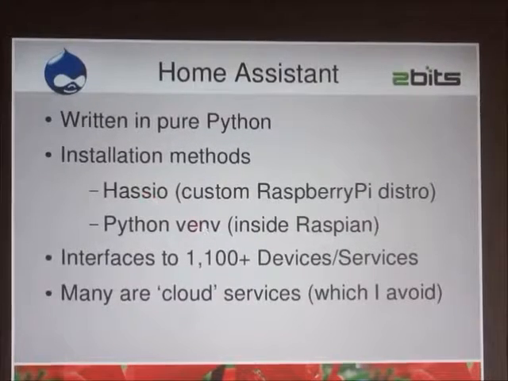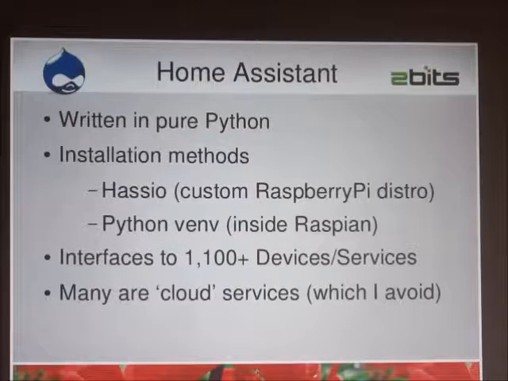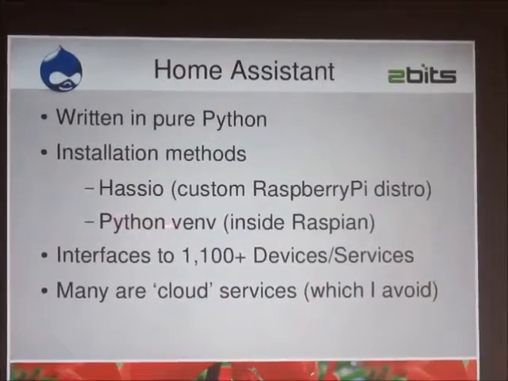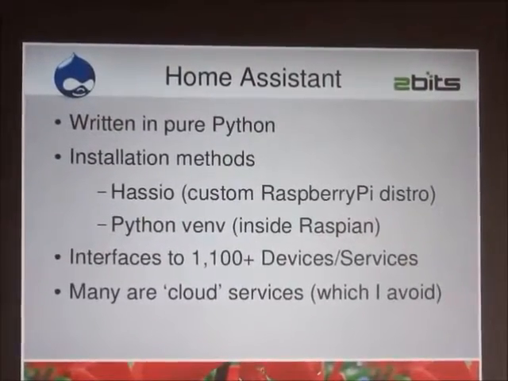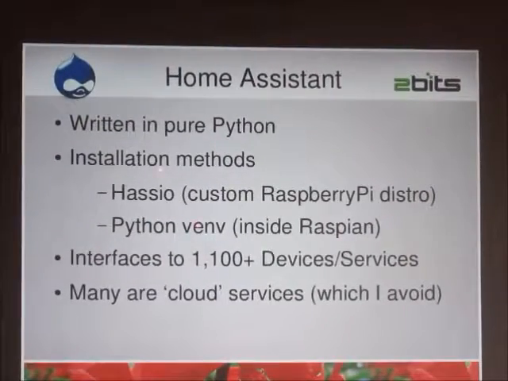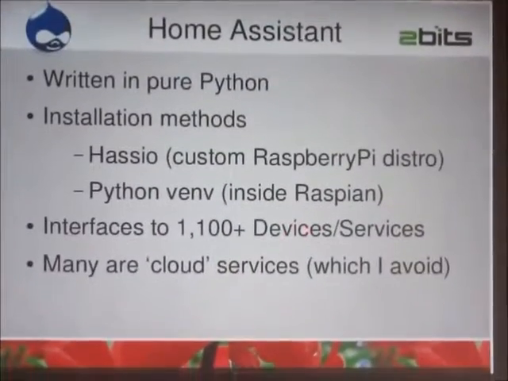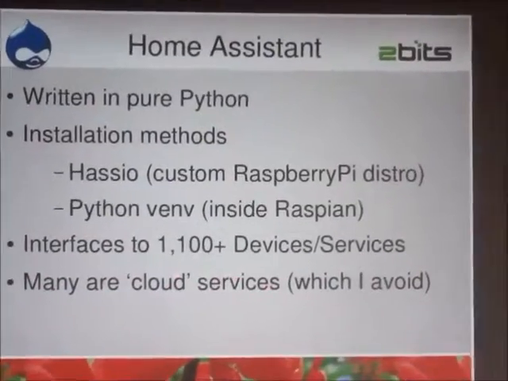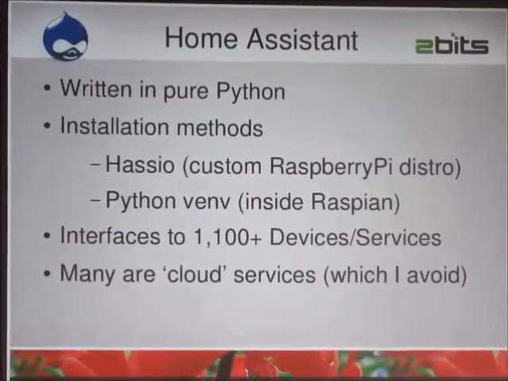So I chose the other way, which is basically Raspbian, the most commonly used operating system for the Raspberry Pi, and there is something called venv, virtual environment. If the Python on your system is 2.7 and 3.whatever, but this program requires 3.something else, venv allows you to run that specific version of Python inside it without impacting anything else in the system, which is really good. It interfaces to over 1,100 devices and services. Many of them are cloud services that I avoid for reasons that I mentioned before, privacy and all that.